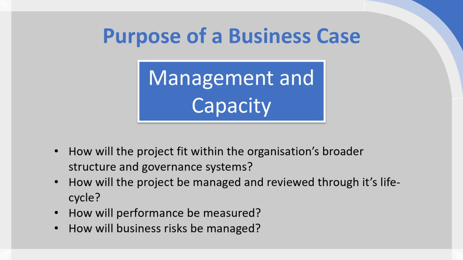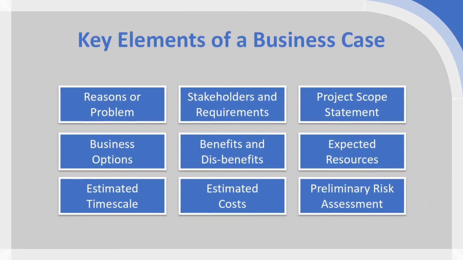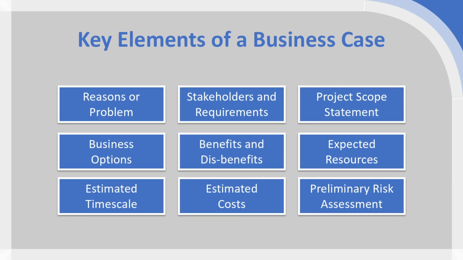So that's looked at the three overlapping purposes of a business case, and what we're going to do now is take a look at some of the distinct elements of a business case. These are the things that usually must be present for a business case to be complete, and therefore for you to submit your business case for approval and to get the go-ahead to actually run your project. So we have 9 distinct elements in here, so let's run through them one by one.